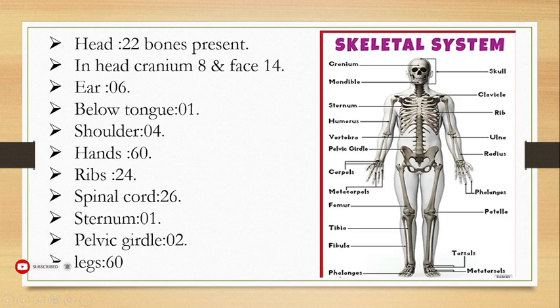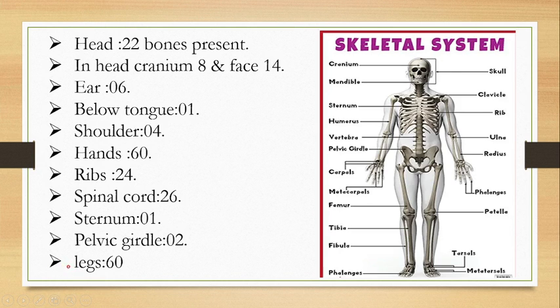The head is divided into two types: the cranium consists of 8 bones, and the face consists of 14 bones. The ear has 6 bones, 3 on each side, and below the tongue one bone is present. The shoulder has 4 bones, 2 on each side. The hand has 30 plus 30, equal to 60 bones, whereas the ribs have 24 bones, 12 pairs. The spinal cord has 26 bones, and the sternum is one bone. All these ribs are connected to the sternum.